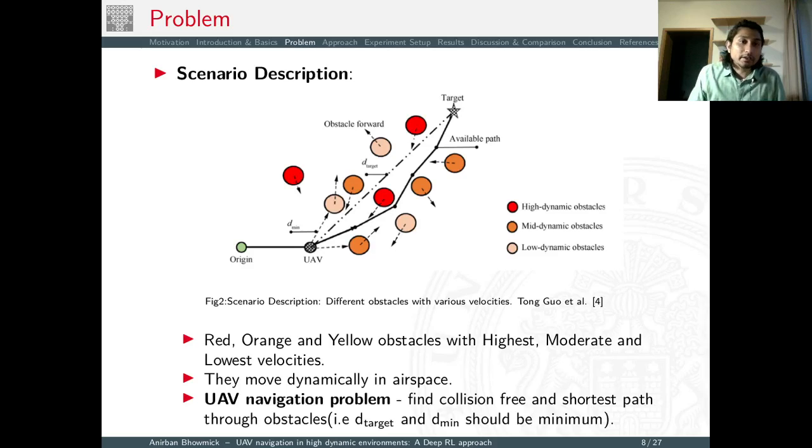In our experiment, our scenario consists of several obstacles. The red ones are the highly dynamic ones, the orange are the medium dynamic obstacles, and the yellow ones are the least dynamic obstacles. In our problem, our goal will be to navigate the UAV from the origin to the target by keeping the distance from the obstacles minimum and also reducing the path length.